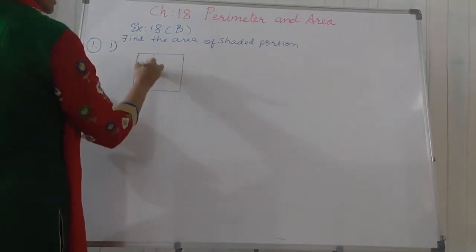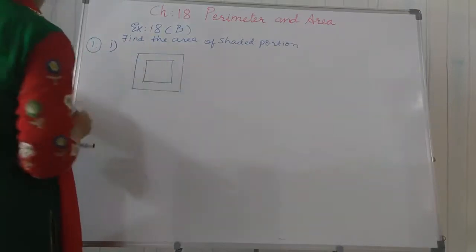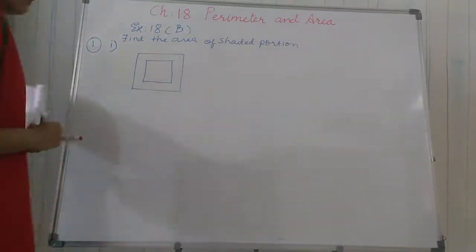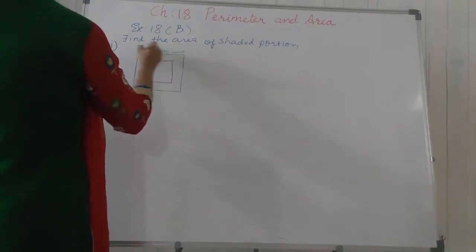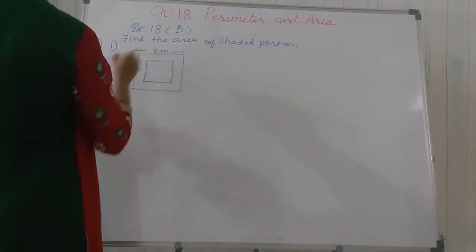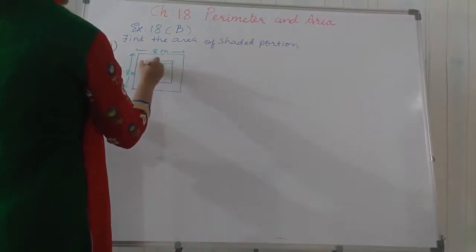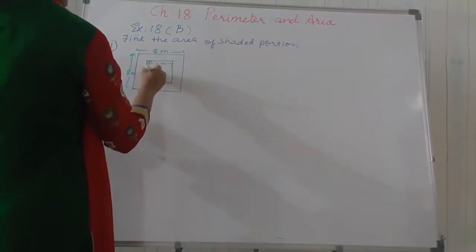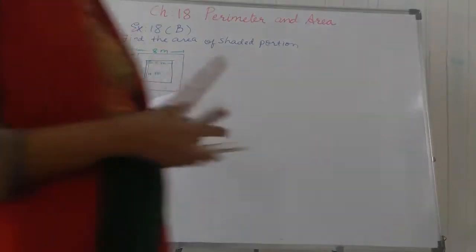This is the square shape. There is the path here and another square. So the length of the outer square is given here as 8 meter. This is 8 meter and this is also the same 8 meter, right? Inside this is given 4 meter. This is also 4 meter. Now let us calculate the shaded area.